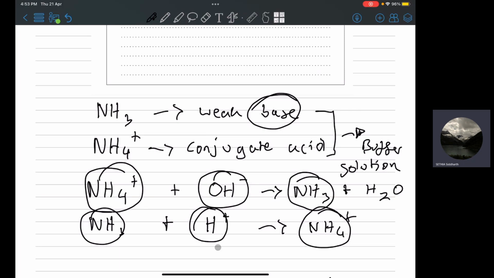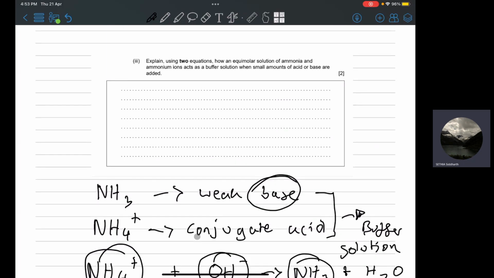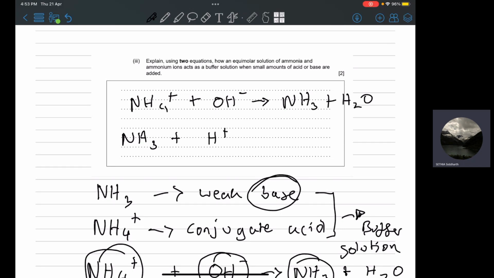So this is the answer for this question. You just need two equations, and we have two equations over here where we explain how these buffer solutions can resist changes in pH when small amounts of acid or base are added to a solution. So this is our answer.